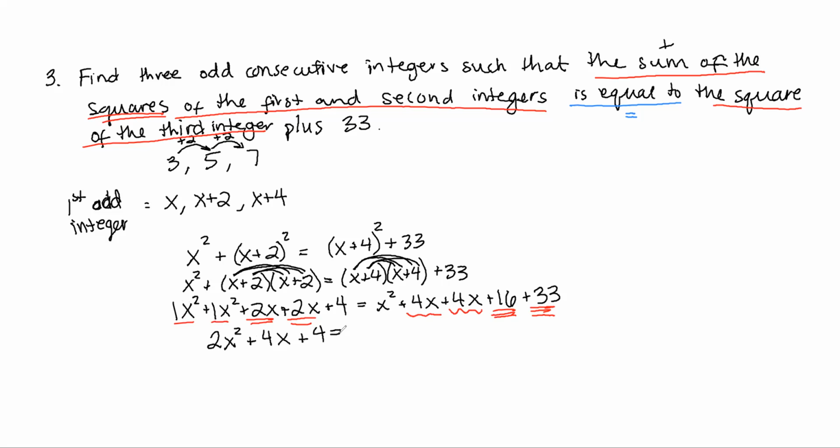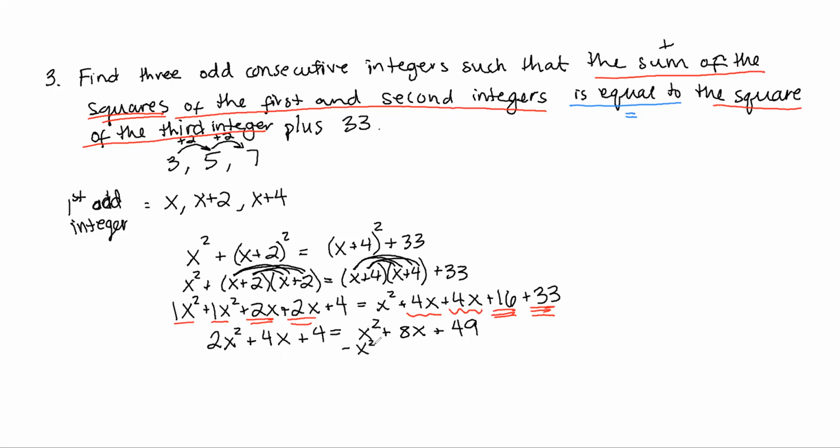On the right-hand side here, we have x squared plus 4x plus 8x, and 16 plus 33 is 49. Now, let's go ahead and get these all onto one side. Again, I'm going to move it all over to the left so that this x squared is going to stay positive. Makes it a little bit easier for factoring. And I'm going to do this all in one step.